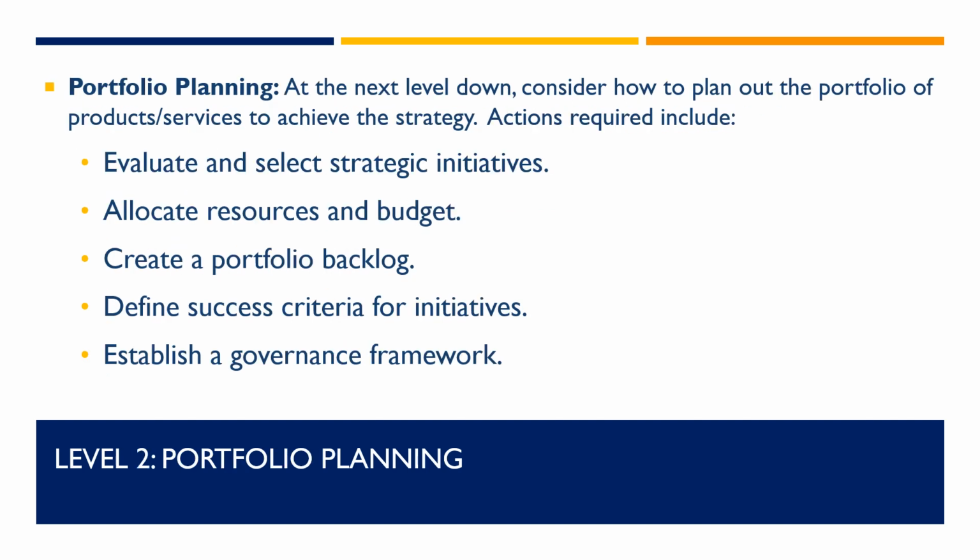The next level is portfolio planning. At the next level down, consider how to plan out the portfolio of products or services to achieve the strategy. Actions required at this level include evaluating and selecting strategic initiatives, allocating resources and budget, creating a portfolio backlog, defining success criteria for initiatives, and establishing a governance framework.